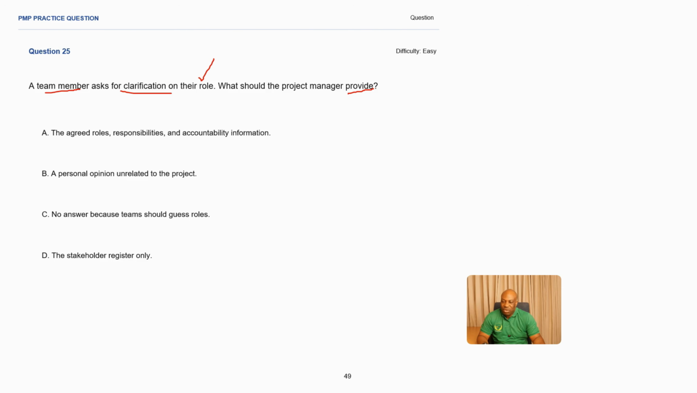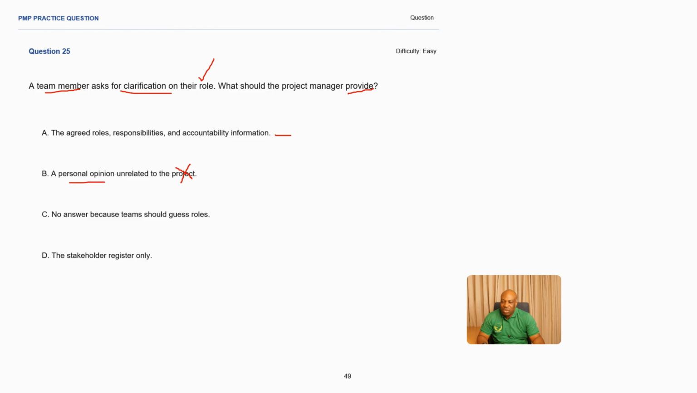The agreed roles, responsibilities, and accountability information. What should the project manager provide? Supposed to provide this one. It makes sense. You are providing roles and responsibilities. A personal opinion unrelated to the project. This is not going to help the team member. You are giving personal opinions which is not related to the project, thereby eliminating this answer.